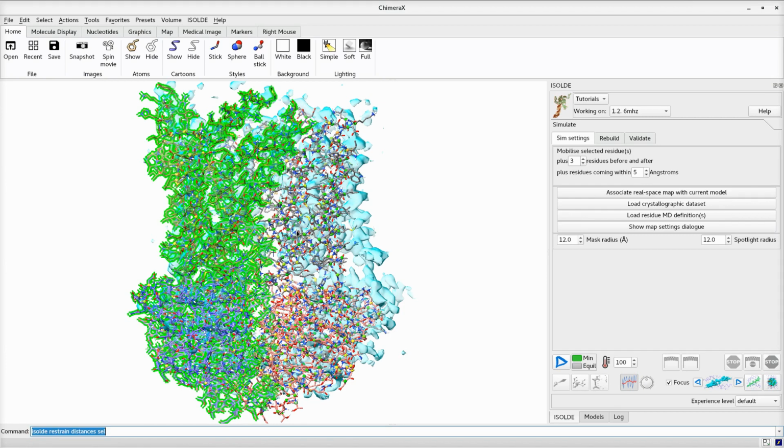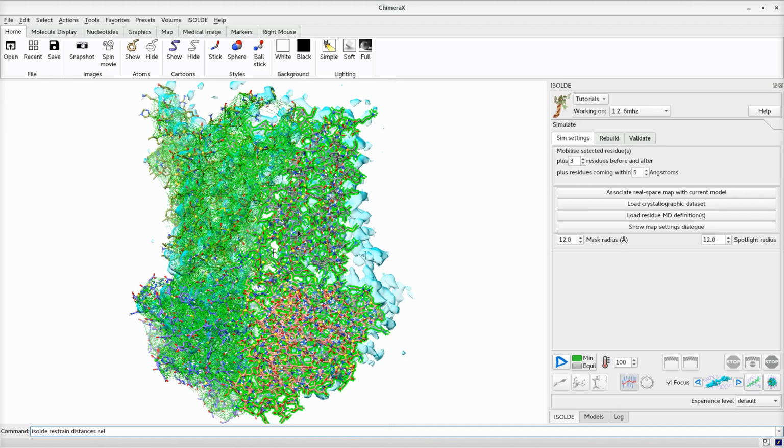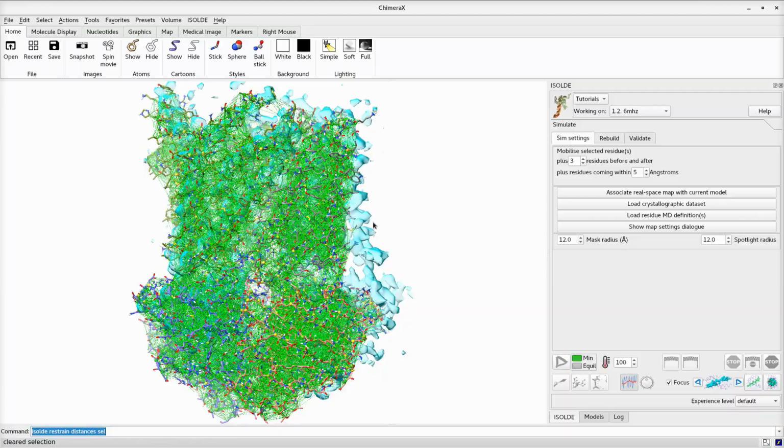To avoid this, we use the ISOLDE restrain distances command to individually restrain the two main halves of the model to their original geometry. This sets up an extensive network of restraints throughout the model.